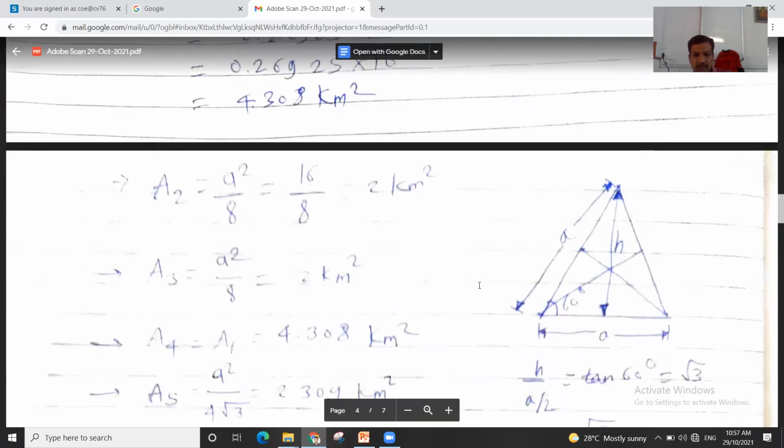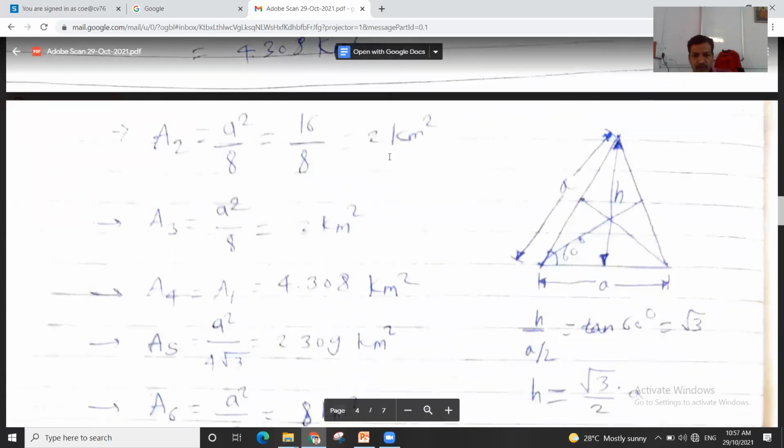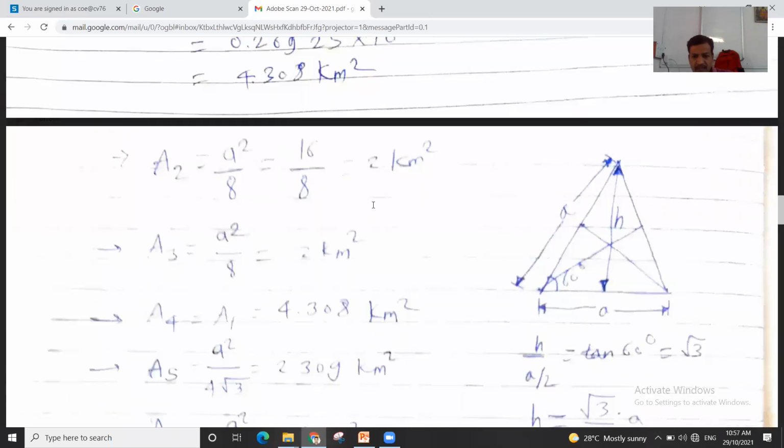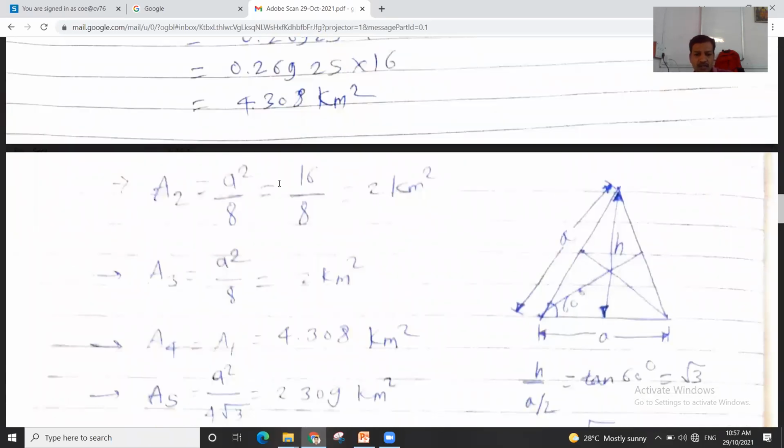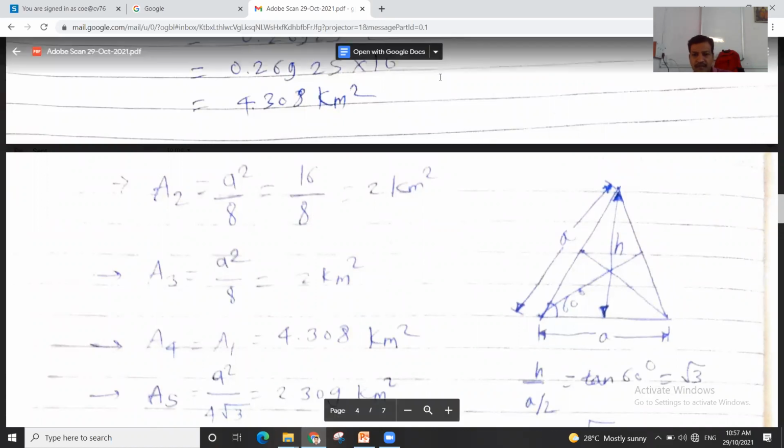Okay. Then A2 is equal to a square by 8, that is 16 by 8. A ची value ठेवायचं आहे. A is 4 kilometer. 4 चा square 16. 16 by 8. Okay. किती आलं A2? 2 kilometer square. And A3 is also a square by 8, 2 kilometer square.